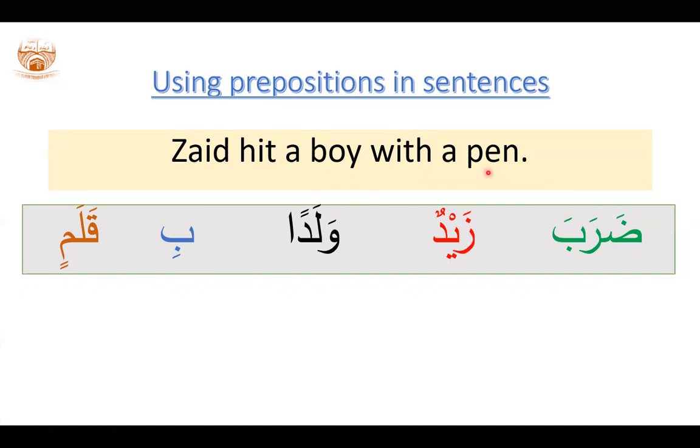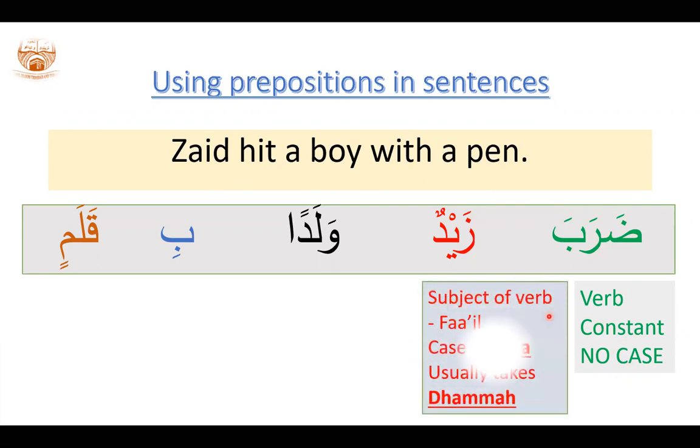And with a pen, it will be bi-qalam. With a pen, right? With is the preposition, pen is the word after the preposition. Let's identify, firstly, the verb, which is daraba. It's a constant word, no case attached to it. Zaid is the subject of the verb, which is the fa'il, in the case of rafa. It usually takes dhamma, okay? So the case of rafa by dhamma, as we say.